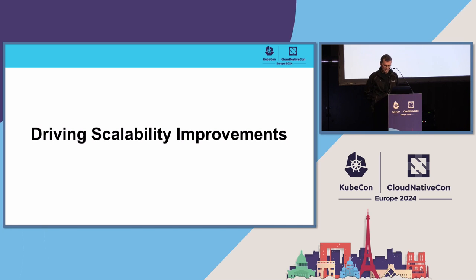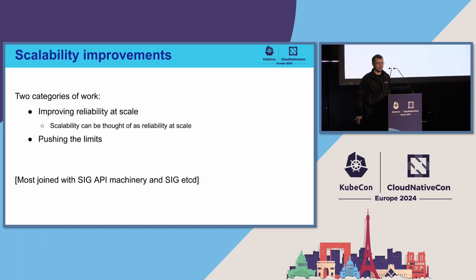Okay, so going a little bit into the last category, driving scalability improvements, there are basically two main buckets of things that we are doing in this area. First is improving reliability at scale without really pushing the limits. Effectively, you can think about scalability as reliability at scale. Those are ensuring that your cluster keeps running and keeps being healthy within the existing limits, but under new circumstances, for example when upgrades are happening, and so on. And the second area is pushing the limits, which is pretty clear what it means.